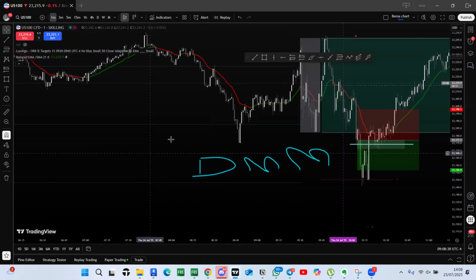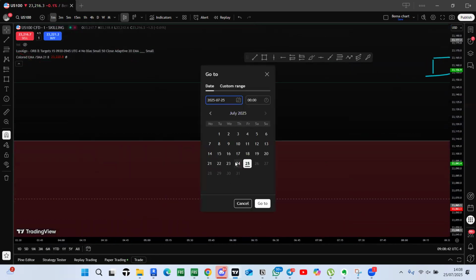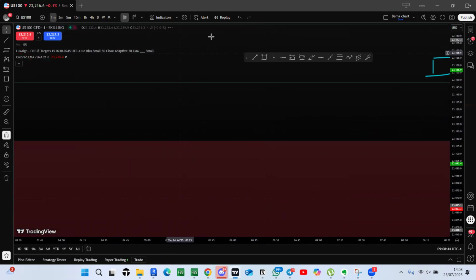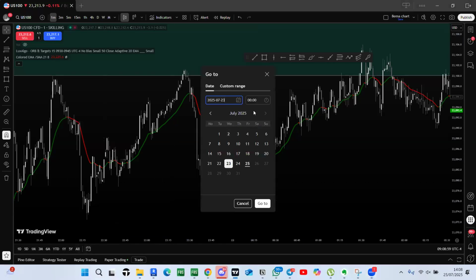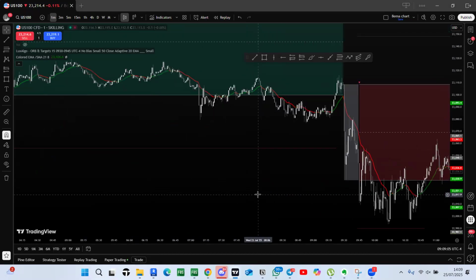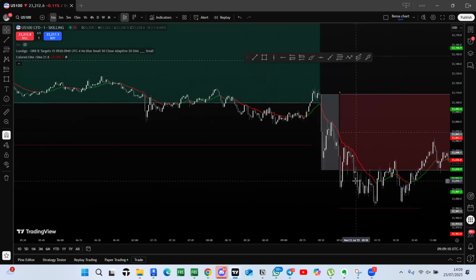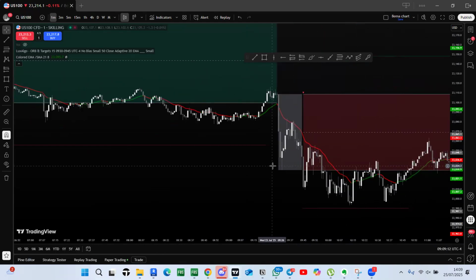Let's look at Wednesday. Wednesday was a losing day. All right, so let's go to 9:30. Overall trend for me was still neutral yesterday, so I'd have used a smaller position size.